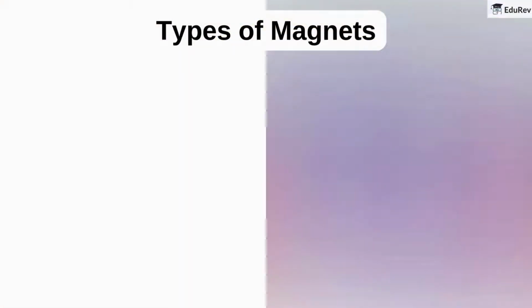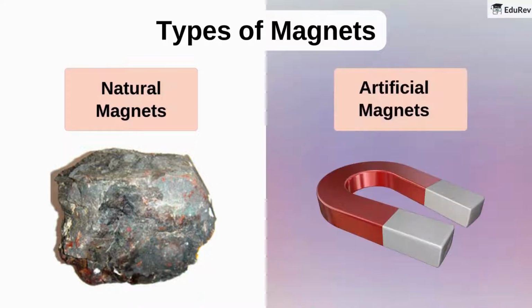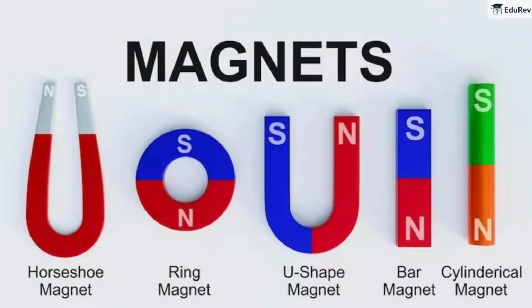What are the different types of magnets? Magnets come in different types and shapes. First, we have natural magnets, like lodestones, which are found in nature. Then there are artificial magnets. Humans make these from materials like iron. Magnets can also have different shapes, like bar magnets and U-shaped magnets, which are super useful in many ways.